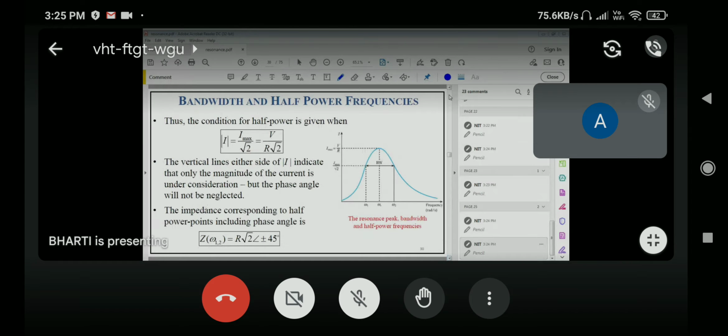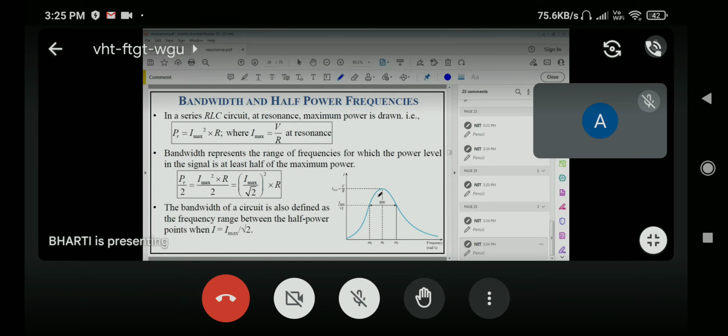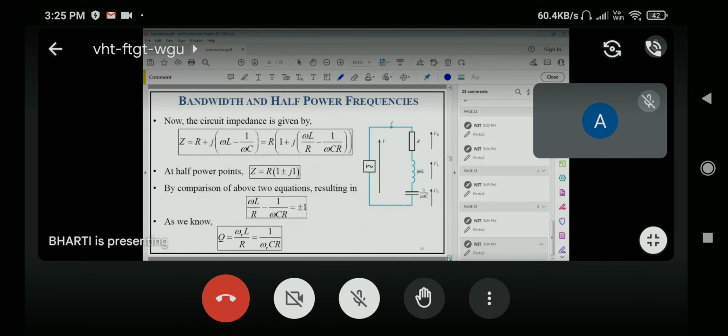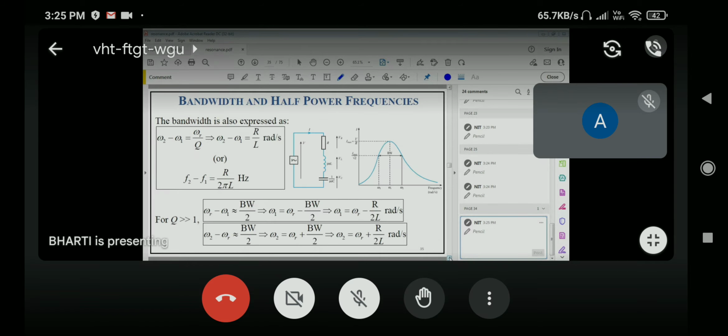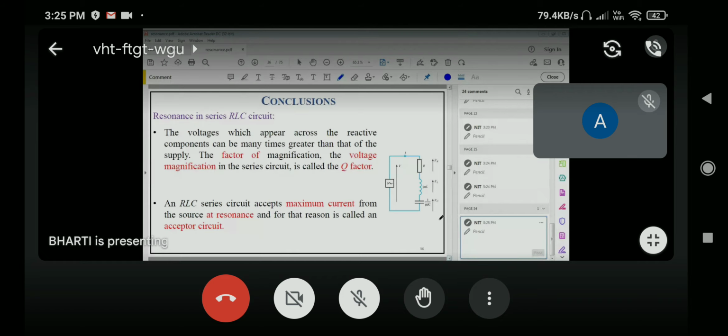हाँ, ये आप पढ़ सकते हो. What do you mean by bandwidth? That is not वैसे given, but we can skip it. Not that much required. That's all. So that was about this resonance circuit. Is it clear to everybody?